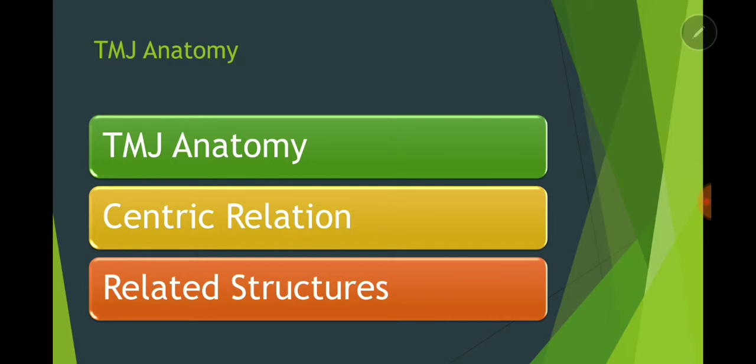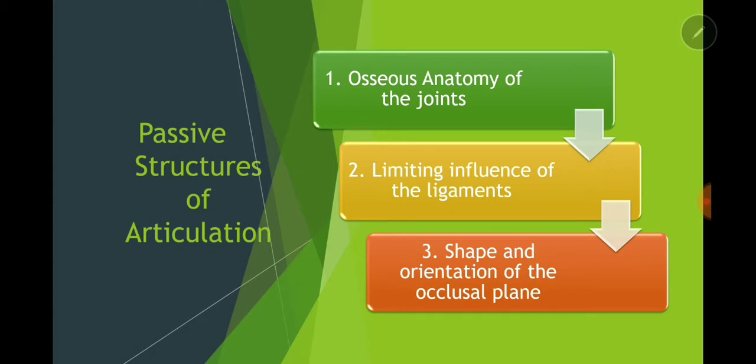All right. So we're going to review the TMJ anatomy. Also, we're going to talk about the centric relation. What is centric relation, which we also talked about in the previous lecture, and we're going to talk about the related structures, such as ligaments and the infrahyoid and suprahyoid muscles. So what are some of the passive structures of the articulation?